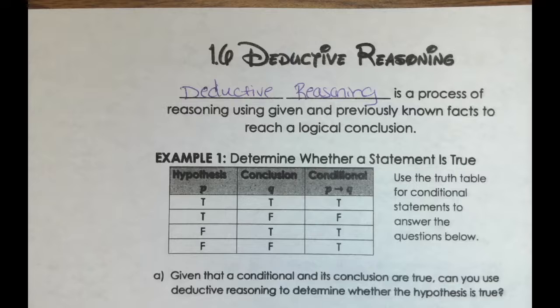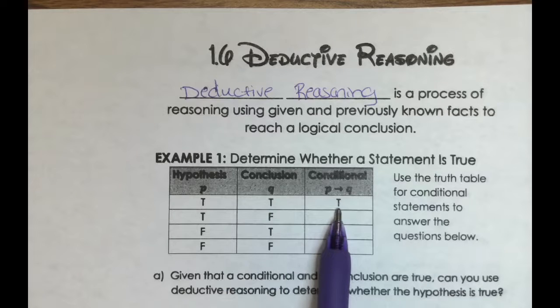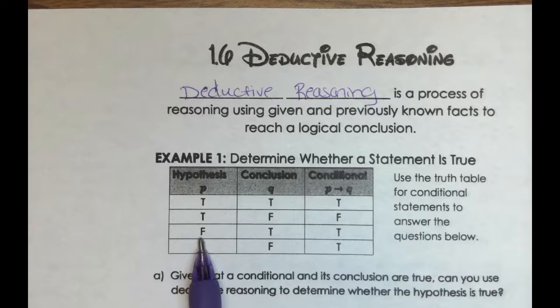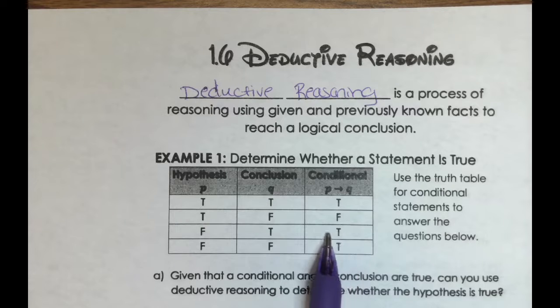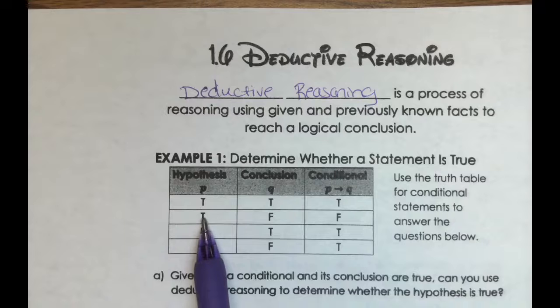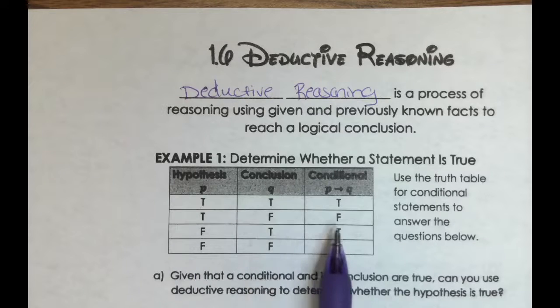So what you have in front of you right now is our truth table for conditional statements. This is the one that we talked about a couple of days ago, where if the hypothesis P is true and the conclusion Q is true, then the conditional must be true. We also said that if the hypothesis is false, it doesn't matter whether the conclusion is true or false, our conditional is still going to be true. The only time our conditional is false is if we have a true hypothesis but a false conclusion. That's the only time you'll get false.